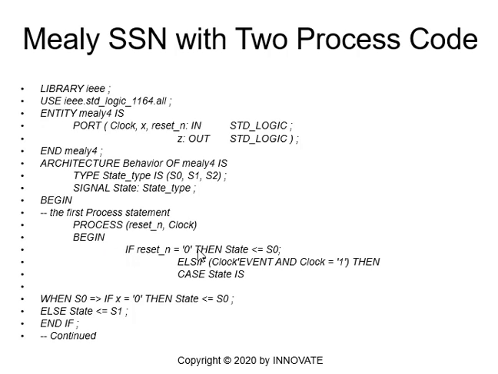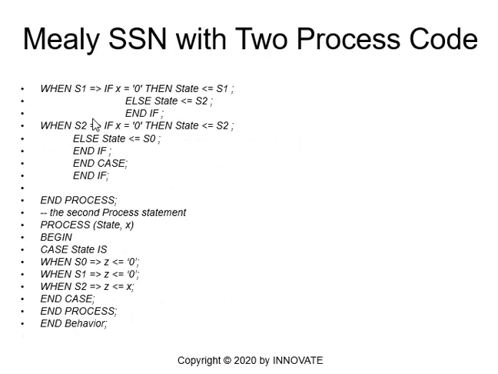If reset n is 0, then S0 will be assigned to the state. Else if I have a clock event, which is a positive going edge, then in the case state, I will define the state graph. When S0, if X is 0, then S0 will be assigned to the state, else I will go to S2. When in S1, if X is 0, then S1 will be assigned to the variable state, otherwise we'll assign S2. When S2, if X is 0, I will stay in S2, else I will go to S0. End case, end if.